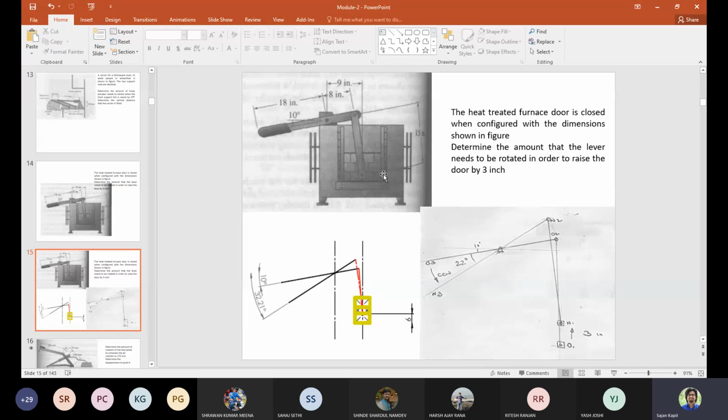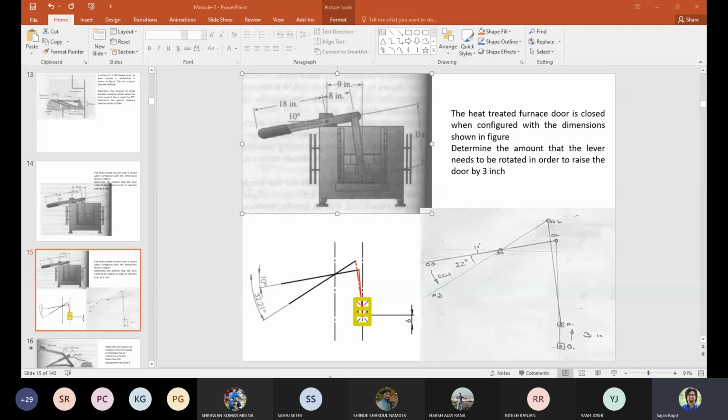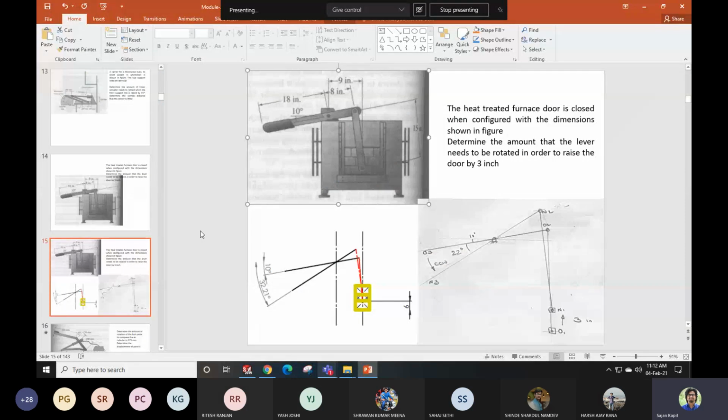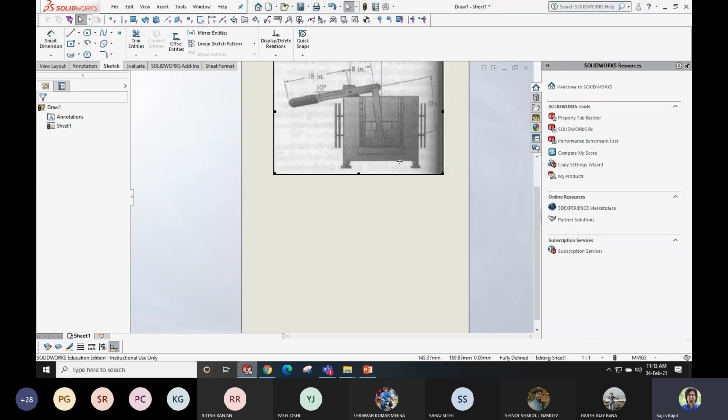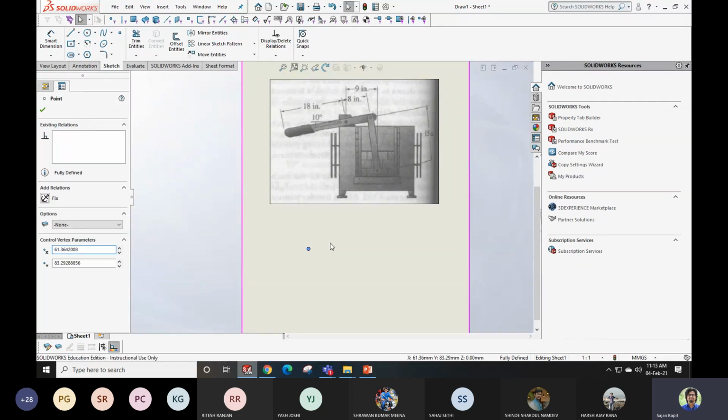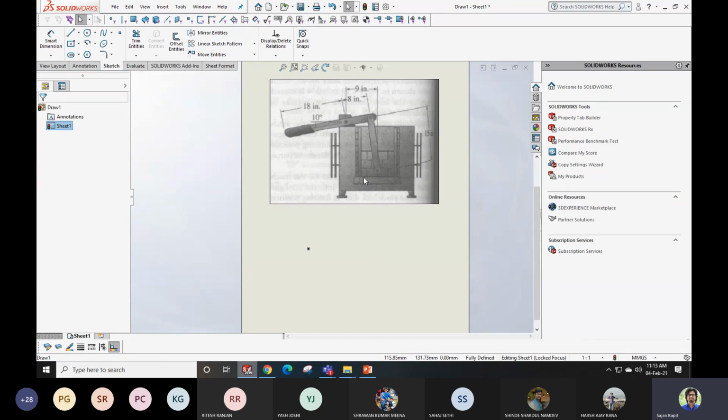Okay, then next problem. I'm going to now share the entire screen. I'll share the whole screen with you. Fine, now it is visible. What I'm going to do now is copy this into SolidWorks and paste it here. First, I'll create a point somewhere, this rigid point. So this is fixed, somewhere I have created.